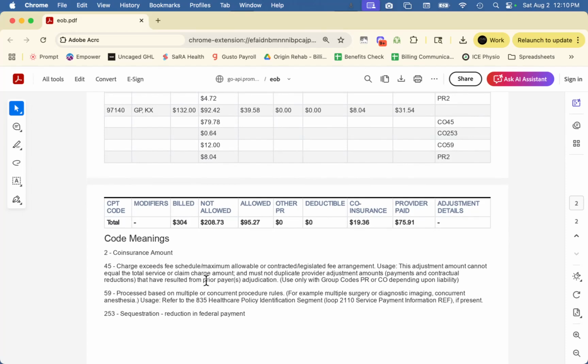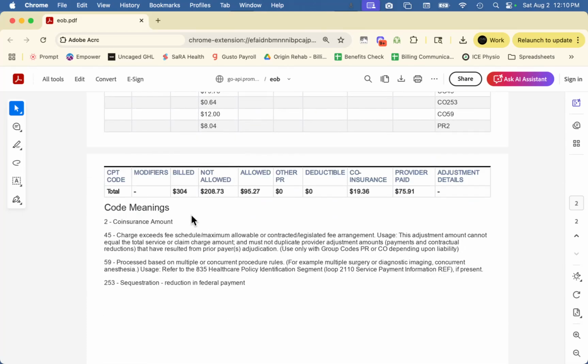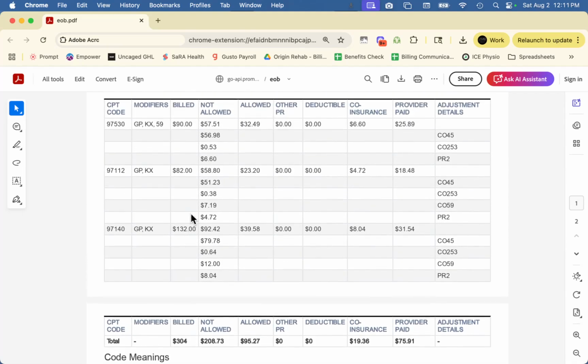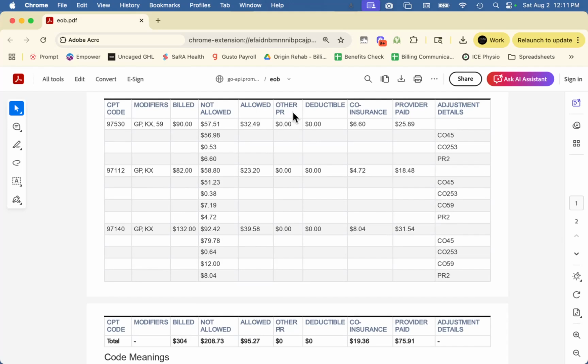CO253 is sequestration. So just based on federal regulations, they knock another 2% off. And then PR2 is the patient's responsibility, essentially the co-insurance amount. And we'll see that a little bit later on here in this column. But as a result, this 3249 is what's allowed for this code. And ultimately, when we look at the bottom line, what's allowed for this visit. PR means patient responsibility. So for this case, there is no patient responsibility attributable. In this case, the patient's responsibility amount was sent to a secondary payer, so nothing was charged ultimately to the patient on this case.